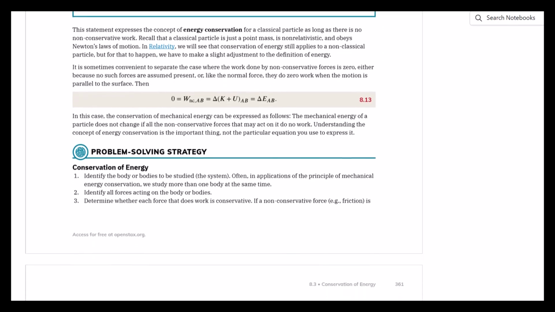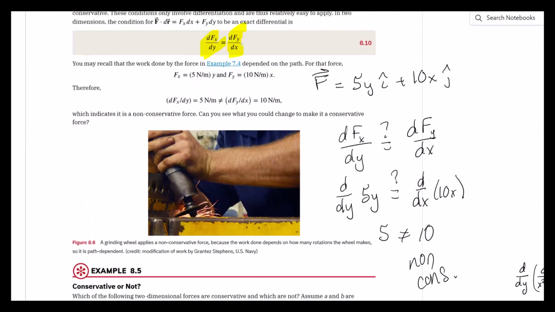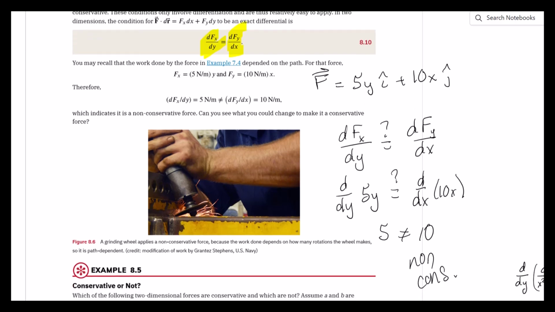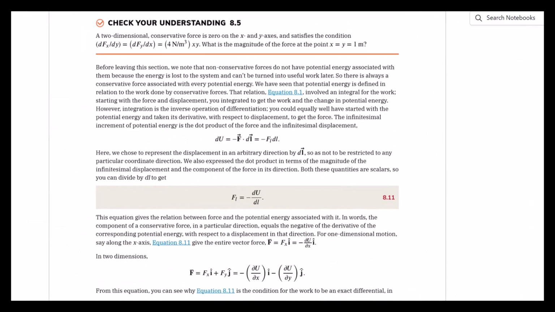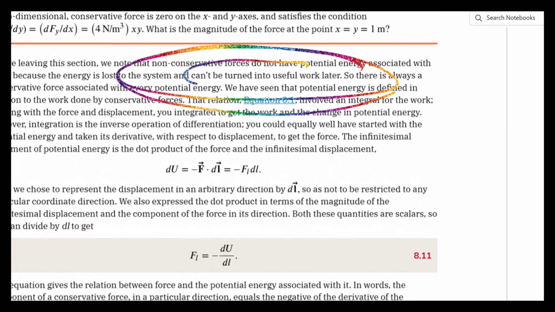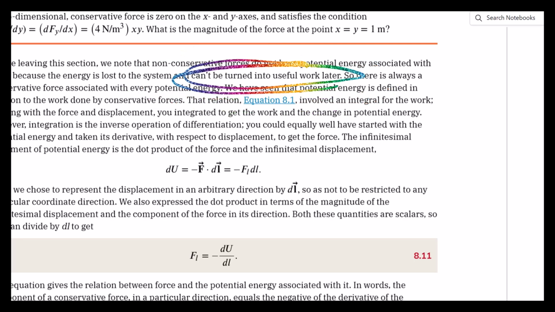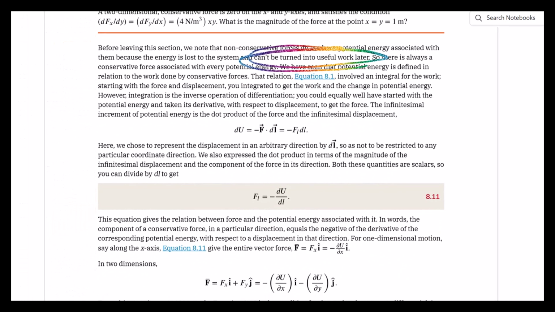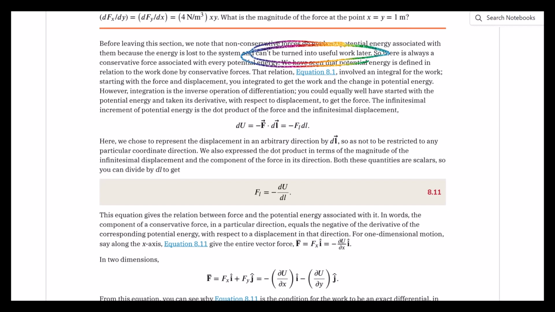Oh, FYI, a couple of whiles ago, I said something about energy being lost to the universe, and your book does talk about that. It says it can't be turned into useful work later. So that just basically means that the work gets lost into the universe. I felt good to know that the book agrees with me, that I'm saying something that's valid.